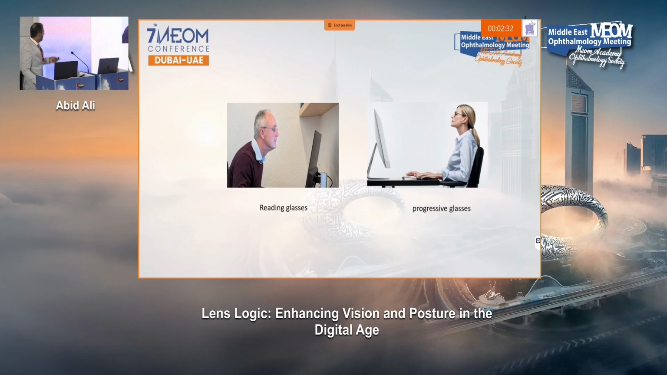Here you can see the reading glasses. On my left side, the reading glasses person is going very close and bending the neck and back to see the screen clearly. And on the other hand, if you see the progressive one, she is maintaining the chin up position and finding the intermediate zone to see clearly.